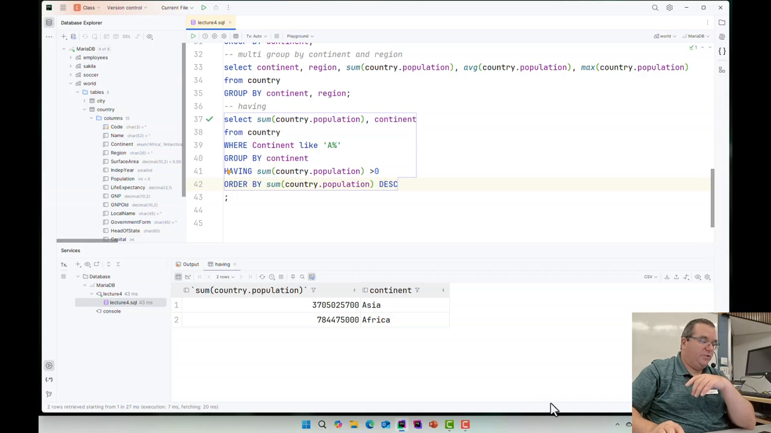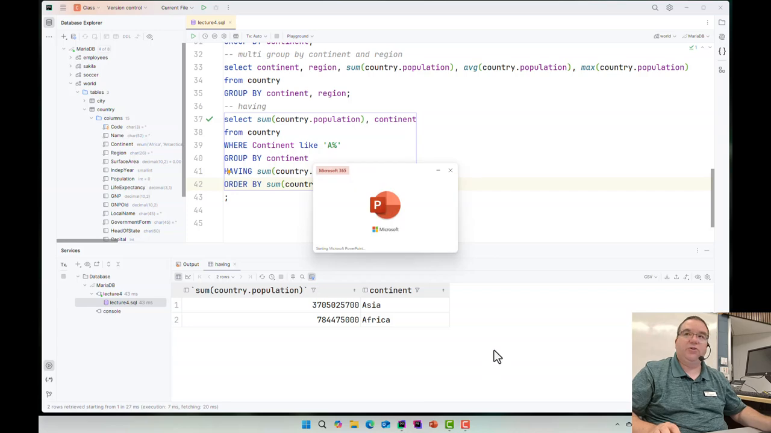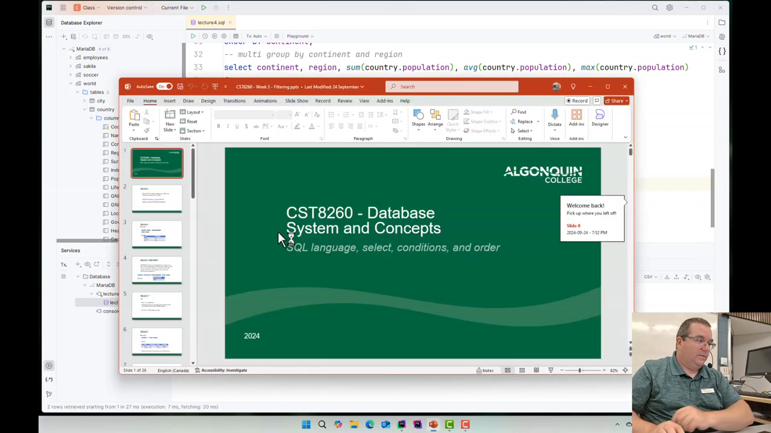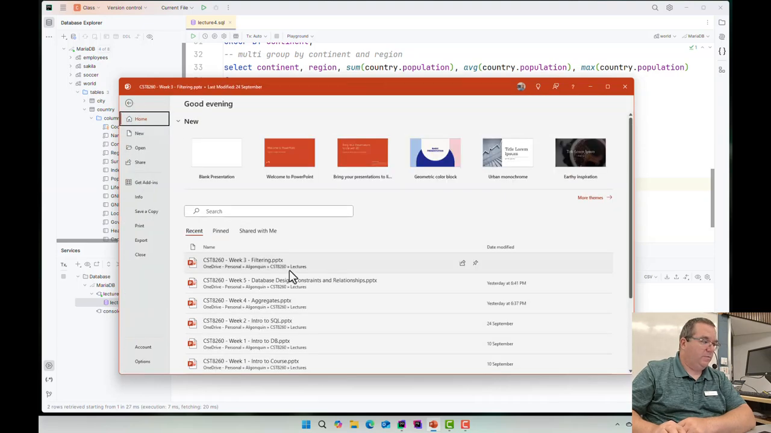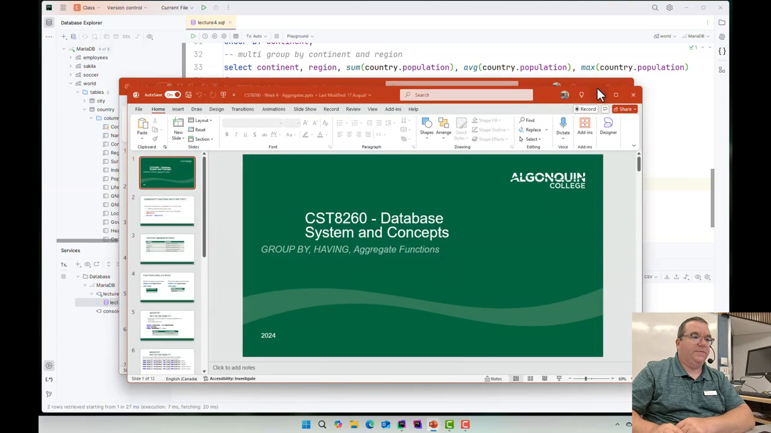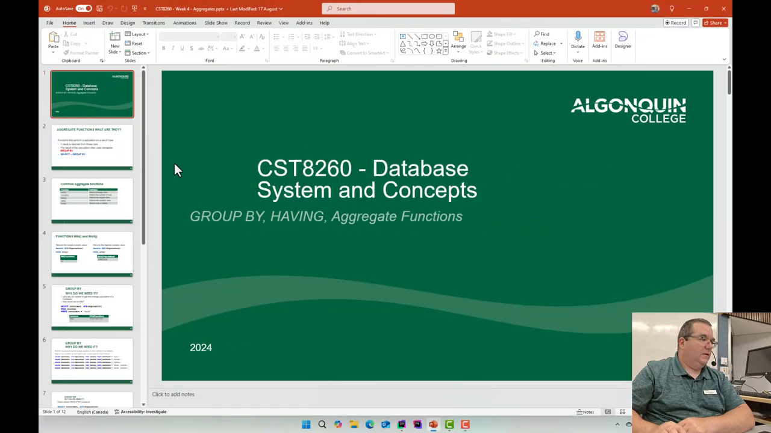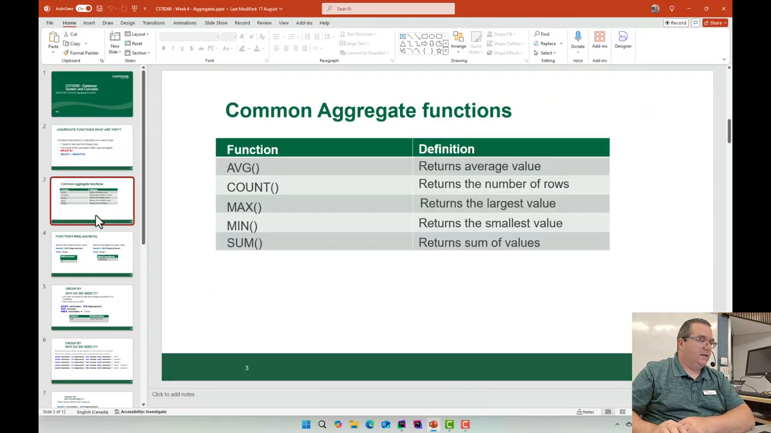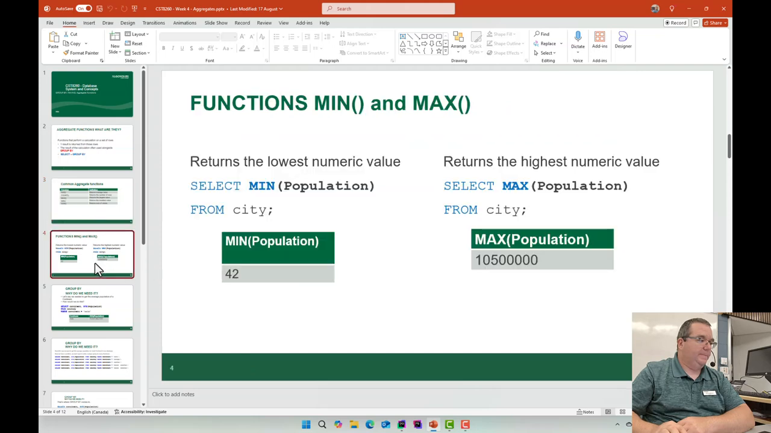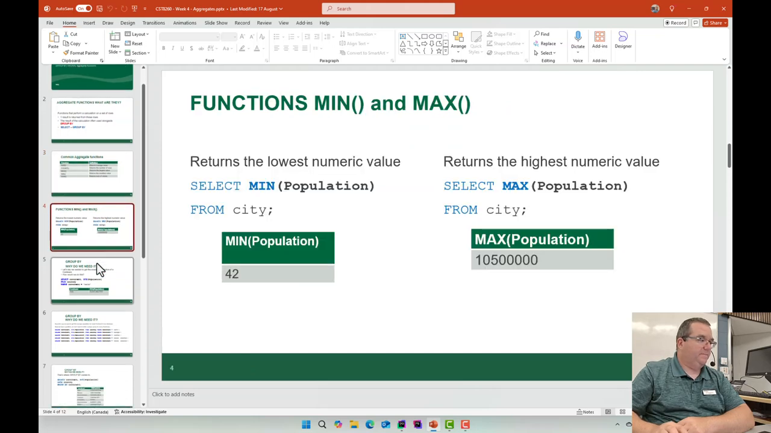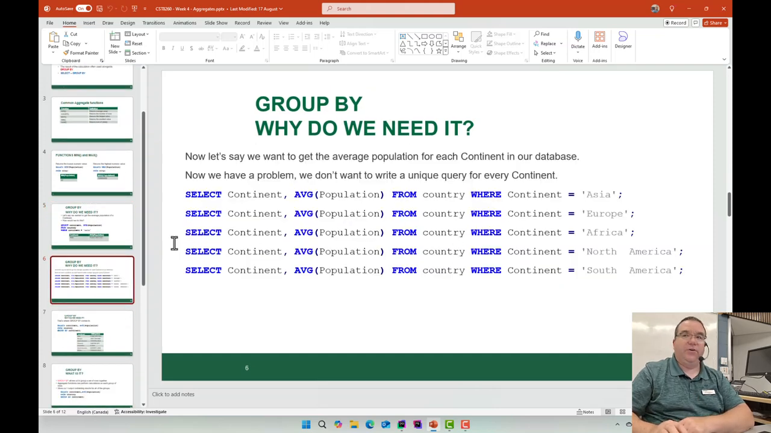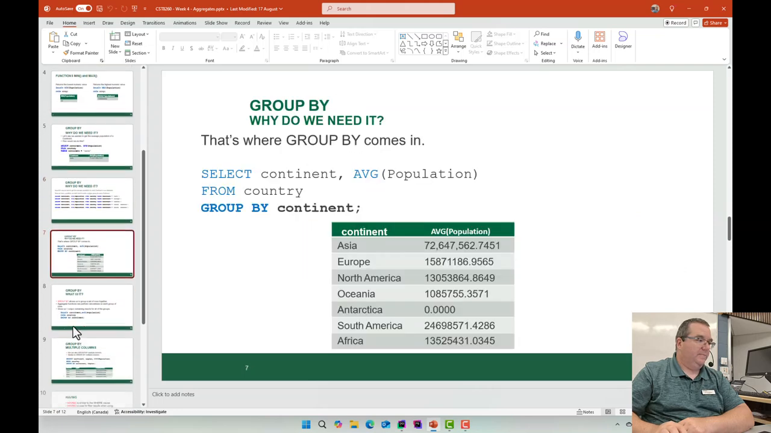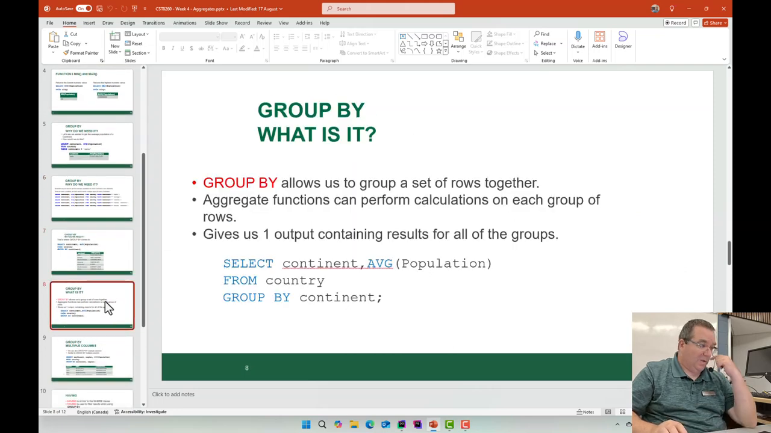Now I'm going to pull up the PowerPoint slides just to be on the safe side, to make sure I didn't forget anything important. Pretty sure I didn't. I'd really like to know why PowerPoint insists on opening up the last slide I had. Okay, I did that. Those are the common ones. Yep, min, max, did that. Why do we need it? Yes. Here's the example if you want to do all the continents. Group by does the same thing.